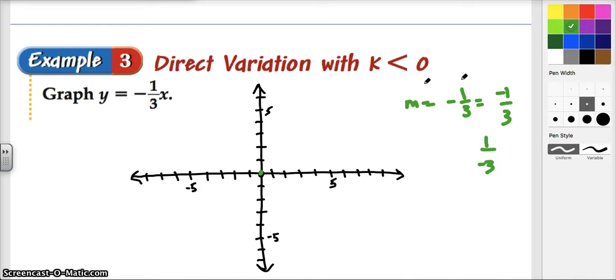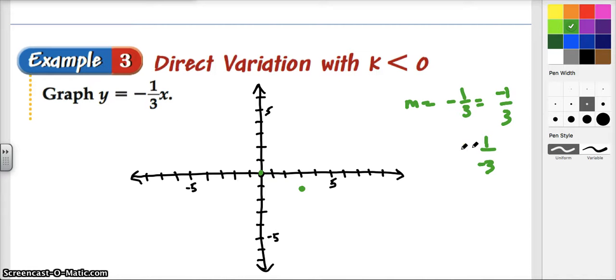What do I mean? Looking at it this way, this map says go down 1 and go to the right in the positive direction on x. Remember, change in y over change in x. So if I go down 1 and to the right, 1, 2, 3. I didn't mean to do that dot. Let's not make dots. If I go down 1 and to the right, 1, 2, 3, this supposedly is another point on this direct variation line.